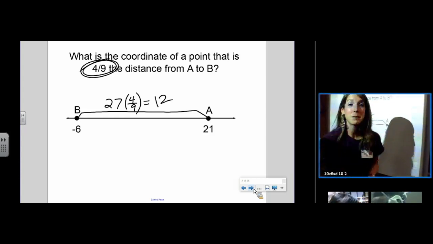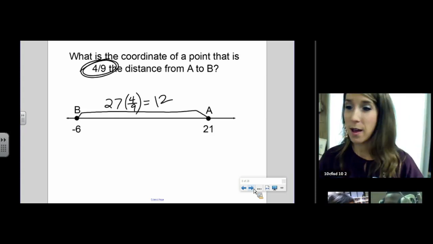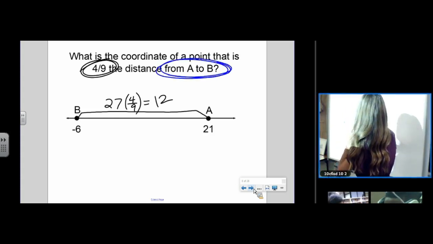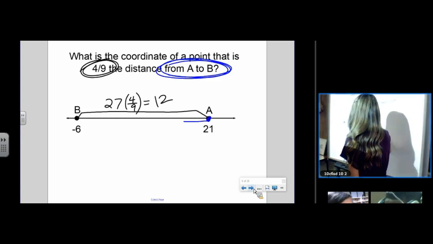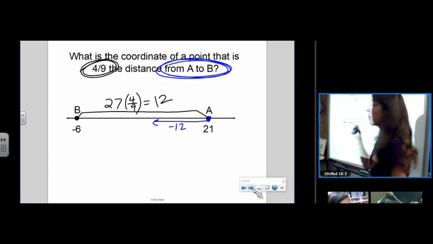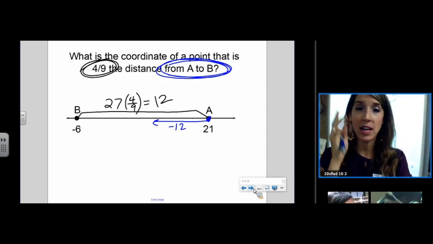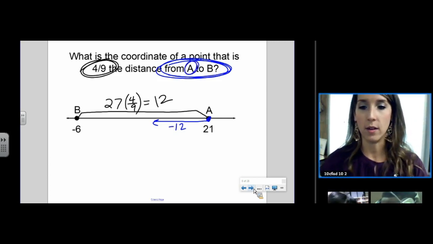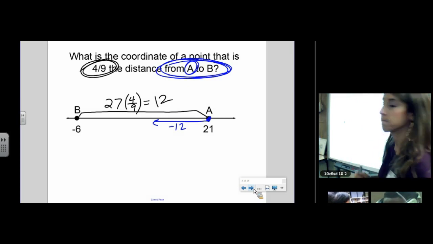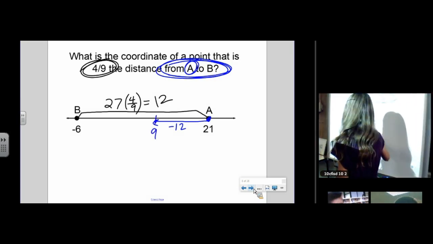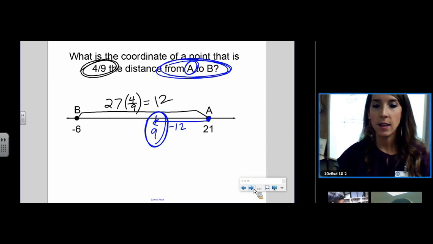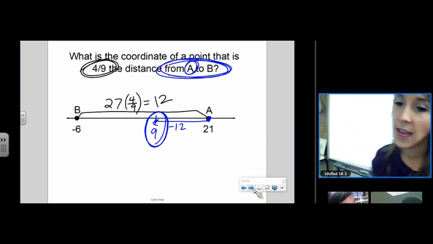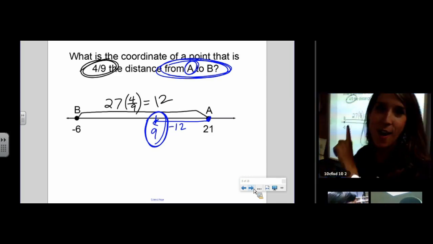The biggest mistake my students make is they put 12 as their answer. 12 is not the answer. It says from A to B. So we're starting at A, and we need to travel 12, but we're going in the negative direction. So take 21, which is your starting point, and subtract 12. Final answer. So the coordinate, the answer is 9. Is that okay? The last example of the day, we're going to do this, but not one-dimensionally.